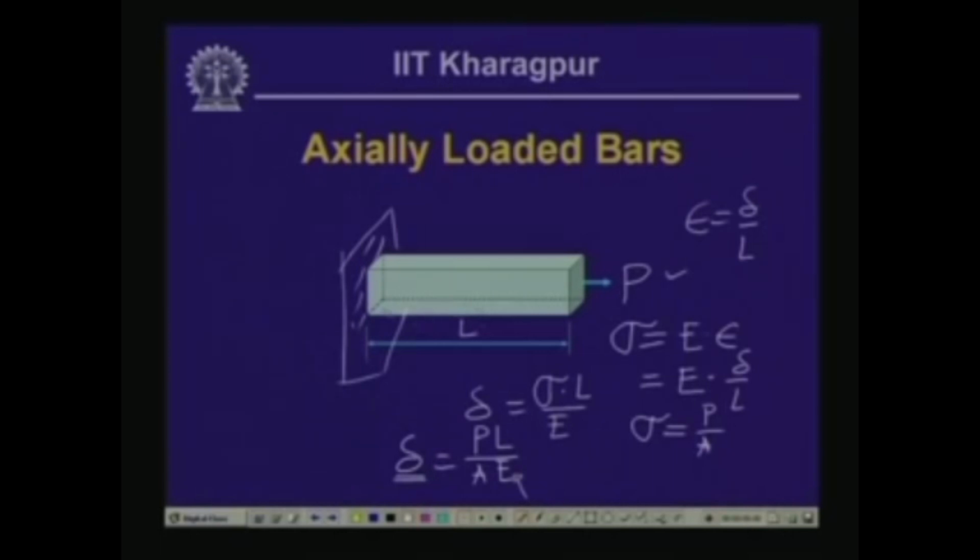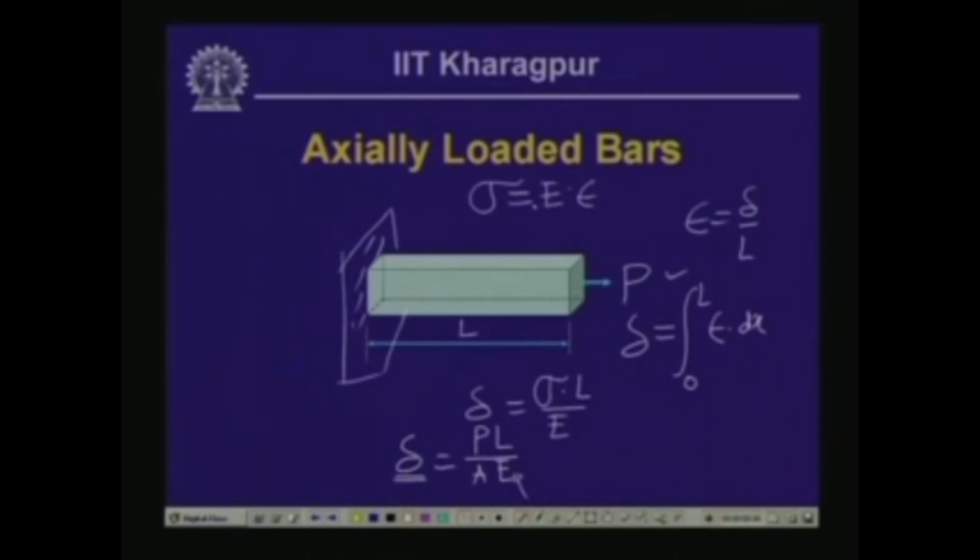However, if the strain is not the same everywhere, if there is variation of the strain, as we have seen in the previous calculation, then that strain or the deformation delta, as we have seen, is equal to integral 0 to L epsilon dx, and from our stress strain relationship, sigma is equal to E times epsilon.